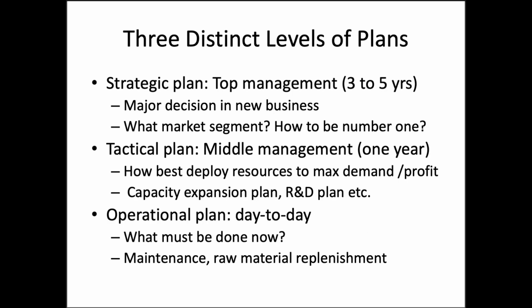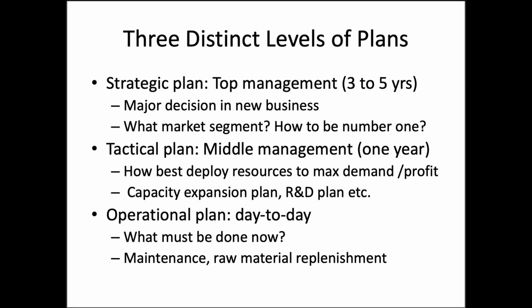Planning in organizations operates at three distinct but interlinked levels: strategic, tactical, and operational planning. Strategic planning is the responsibility of top management. It defines the organization's long-term direction and competitive position. Strategic plans answer the question, what business do we want to be in? How do we become the number one in the business? Decisions at this level include market selection, positioning of the product, major investment in new products, etc., over a time horizon of at least 3 to 5 years or longer.